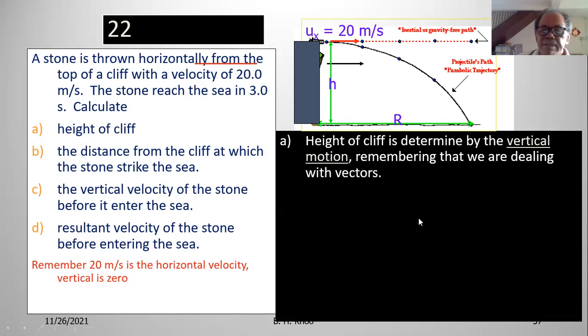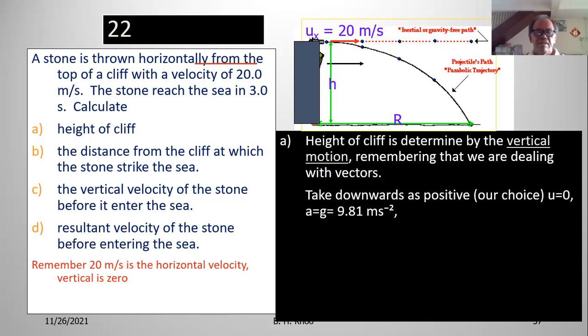The height of the cliff is determined by vertical motion, because it's determined by how long the stone is in the air. And remember that we are dealing with vectors. Taking downwards as positive is our choice, more for convenience, because we would rather not work with negatives. So in this case, we choose downwards as positive. The initial vertical velocity is 0, and g is downwards, 9.81.